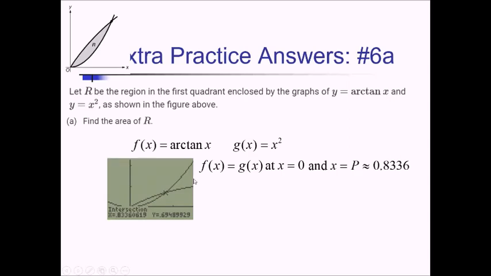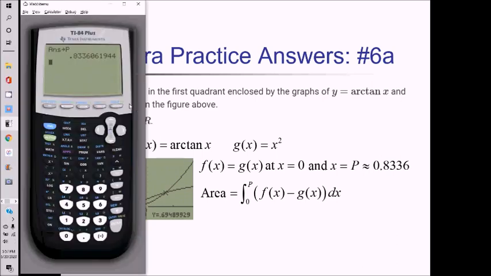So back here, I want to take an integral now. I'm going from left to right, so 0 to p of, and I have to do top minus bottom. So the top function, again, that was arctan, that was the f of x function. Bottom was g of x, x squared. So I've got f of x minus g of x dx, and I'm going to do that piece on the calculator now.